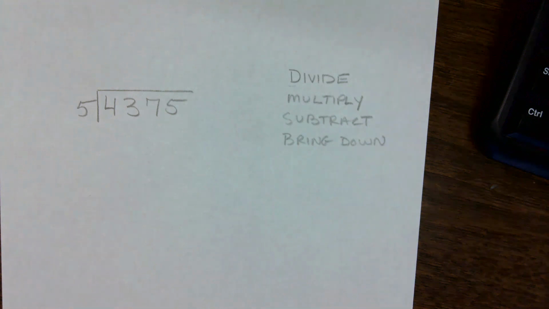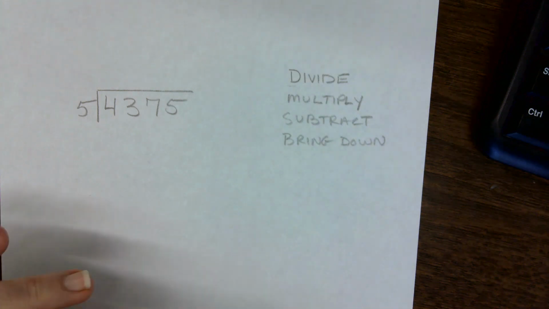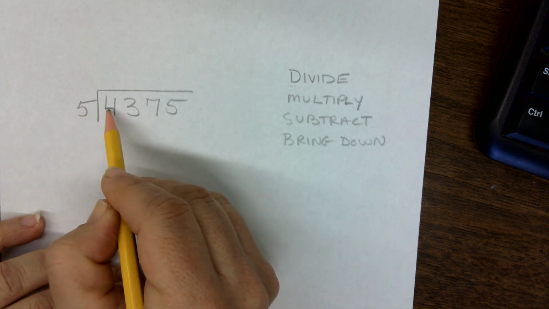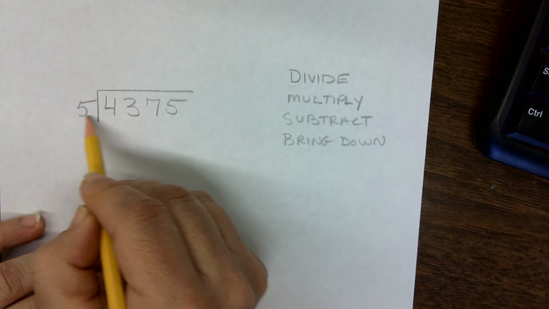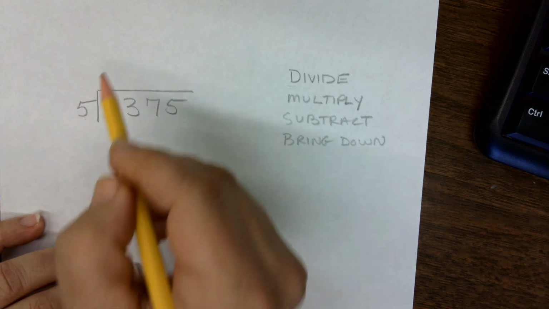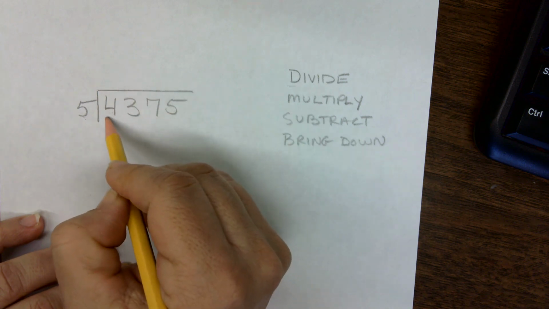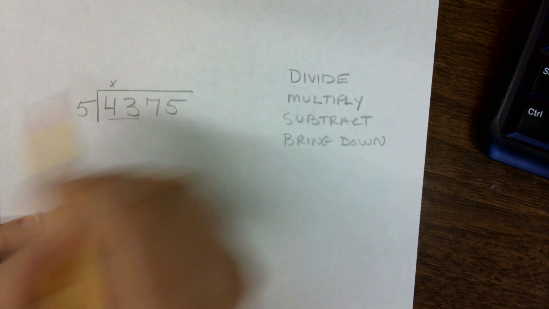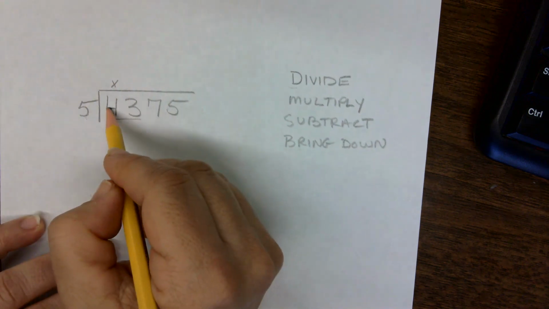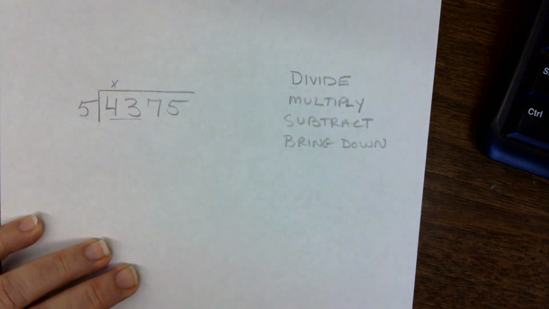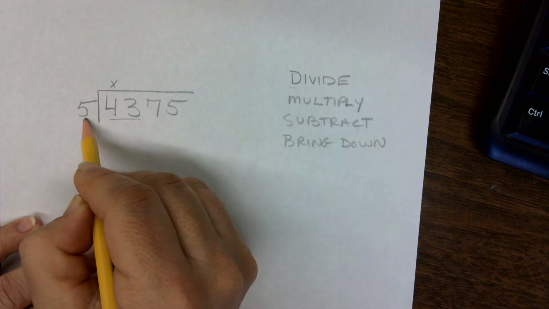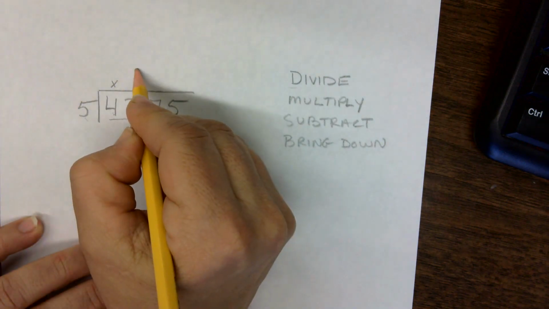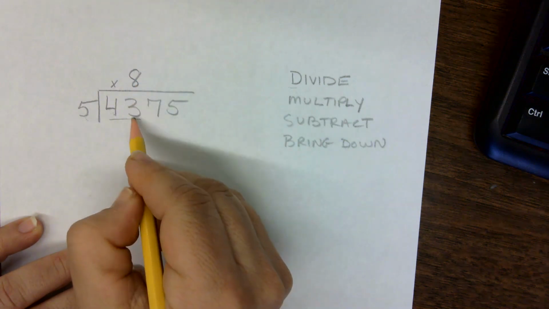Let's take a look at this, 4,375 divided by 5. So I'm looking at this, 5 into 4, or 4 divided by 5. I can't do that. We want whole numbers. So I'm going to put these numbers together and call it 43. Some people like to put a little x in there because we're not going to put a number above that 4. 43 divided by 5, or 5 into 43, goes 8 times, and I'm putting that above my 3.